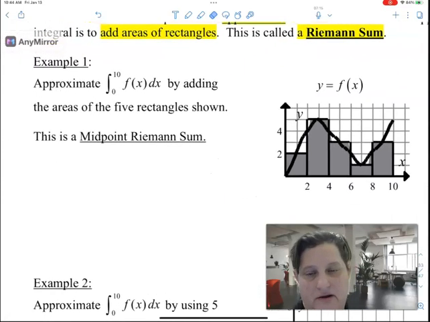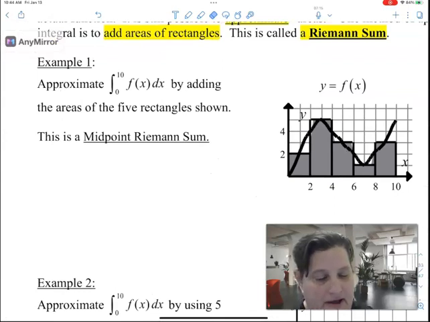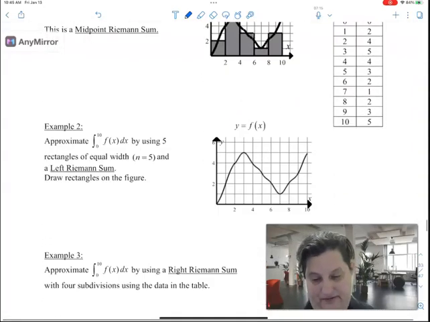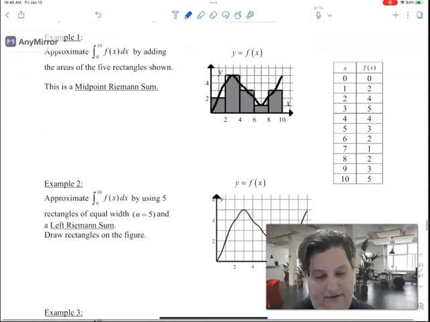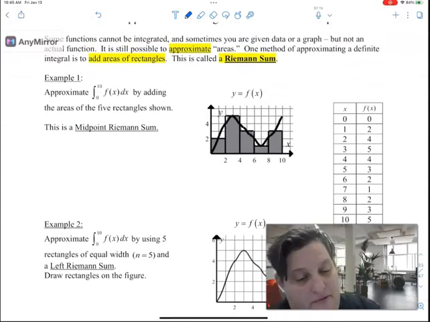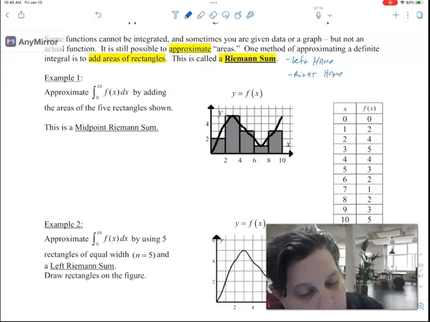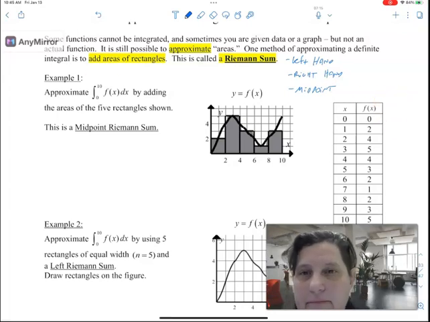All right, so check this out. If I want to approximate the integral from 0 to 10 by adding the area of the 5 rectangles, okay? Now, there are 3 types of Riemann sums, you guys: left, right, middle. We have a left-hand sum, we have a right-hand sum, and we have a midpoint sum, okay?